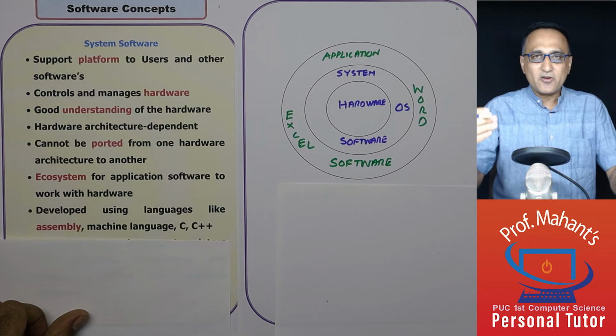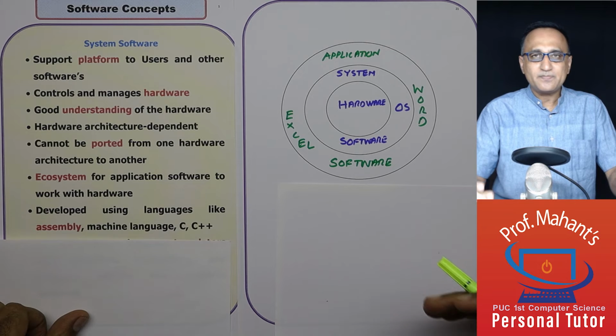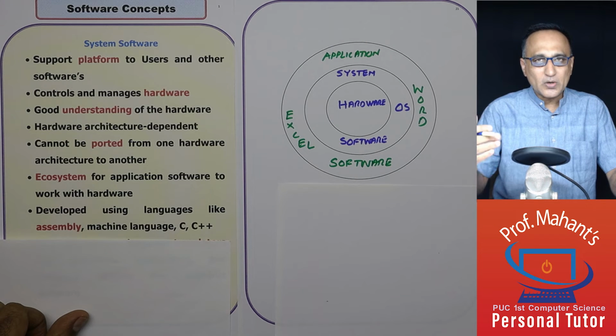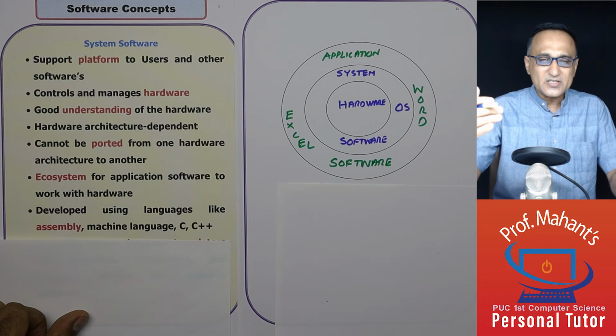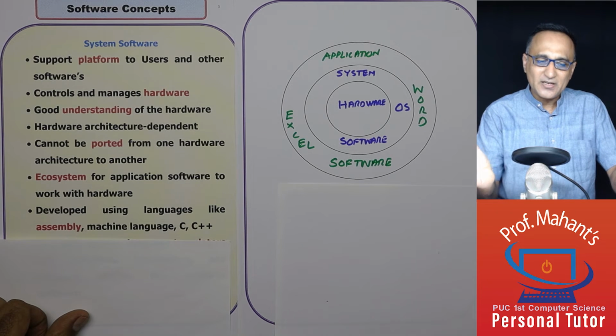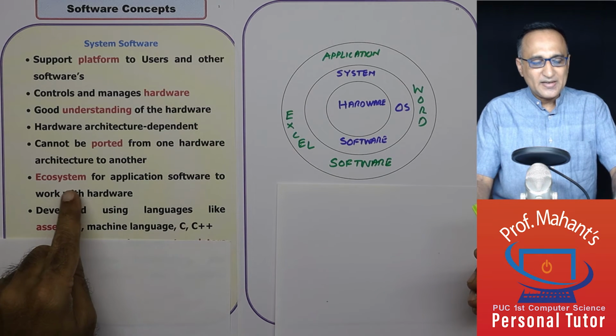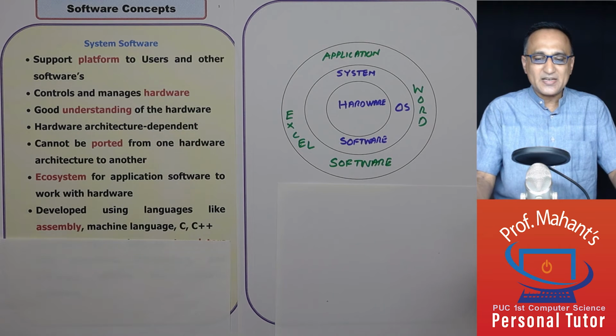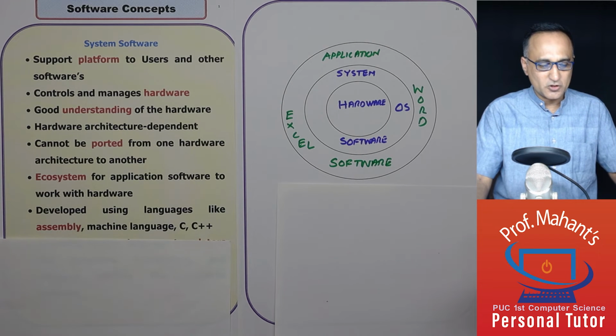Another example, say you have written a program in C++. In order to run it on the hardware, a system software called a compiler converts it from a high level language to a machine level language. That code only will run on a specific hardware. So the compiler needs to know the architecture or design of the hardware. Therefore, it provides an ecosystem for application software development and execution.